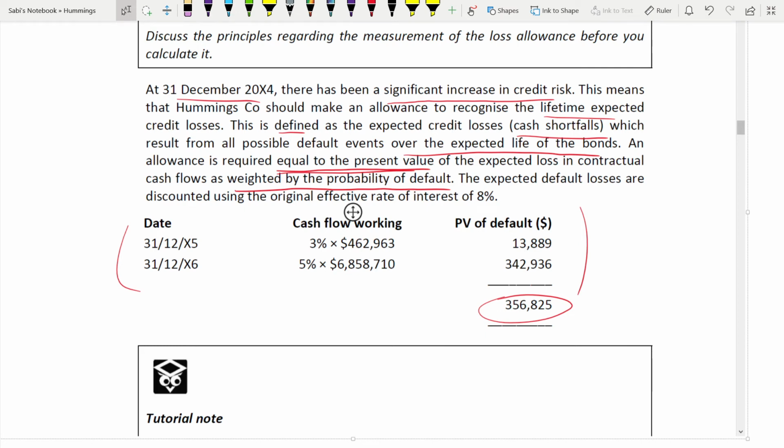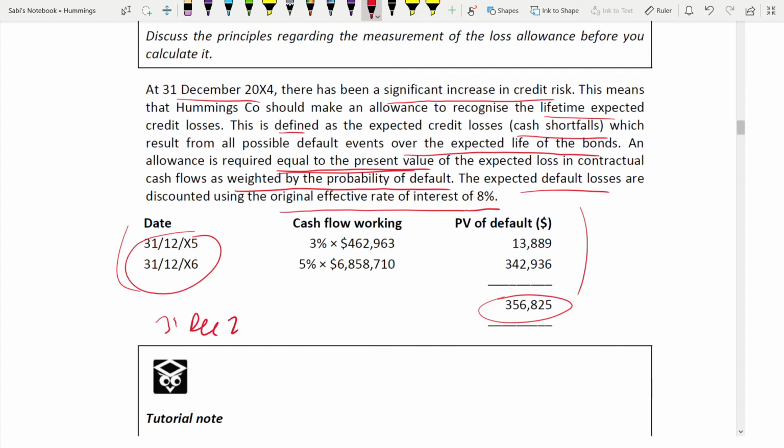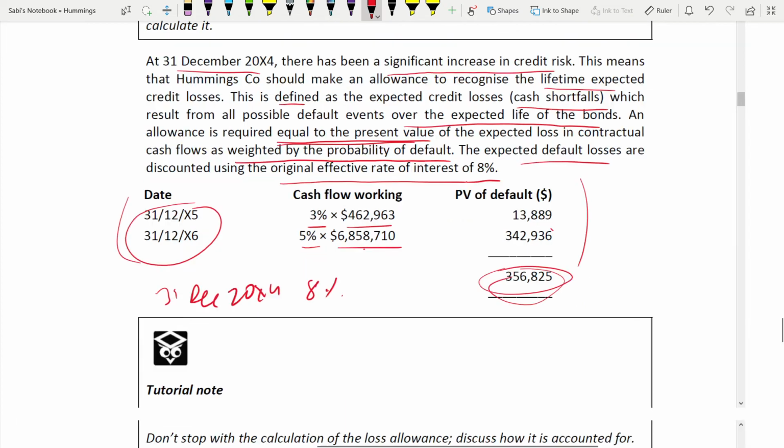And when you're discounting it, how do you discount the default losses? Using the 8%, the original effective rate of interest, not the coupon rate 5% or the probability. Effective rate of interest only you use to discount back to 31st December 2004 using 8%. Okay, but that they didn't show here. But anyway, cash flow they have given you. You see it has increased, and 3% it was 5%. So multiply, find the present value of default, add together 356,825.